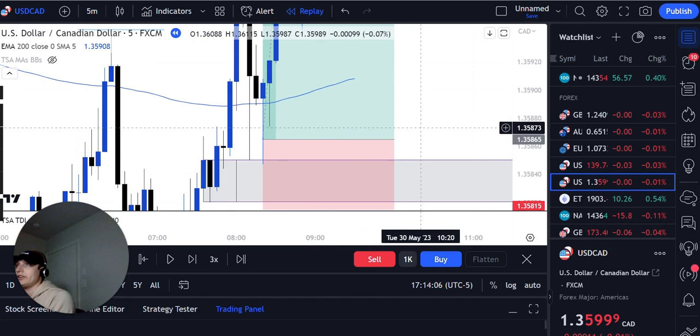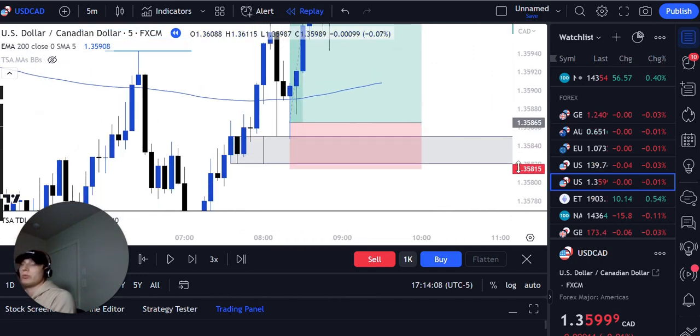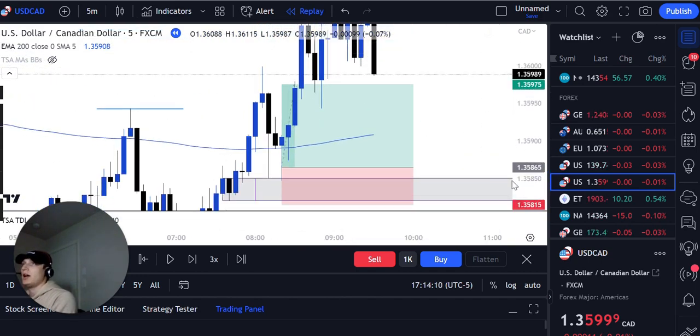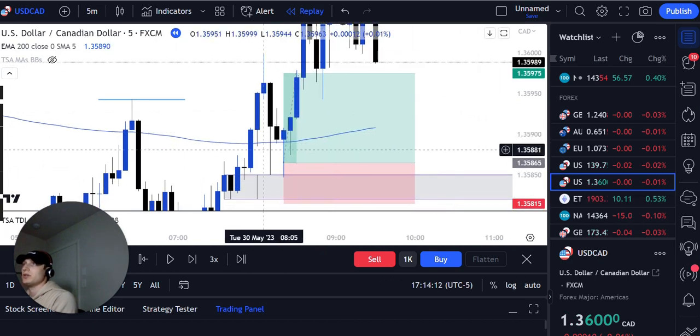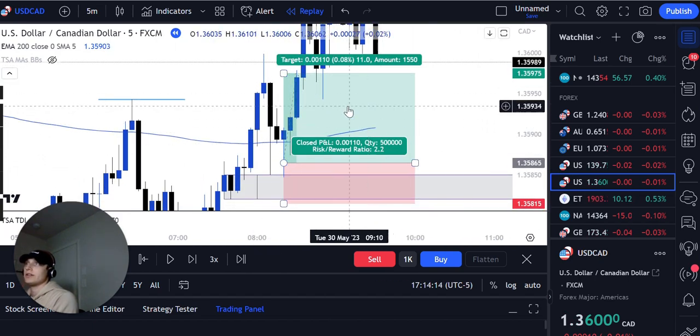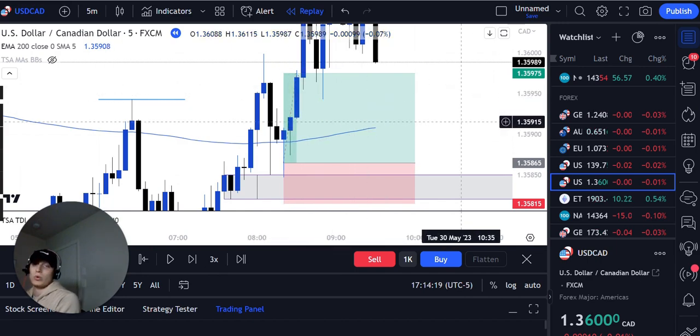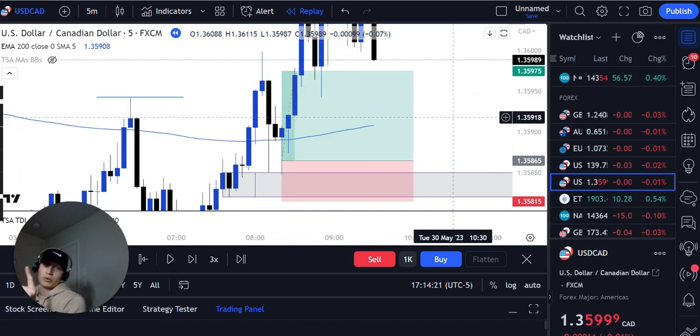So I hop in right here, 5 pips stop loss. I'm willing to risk 5 pips. And I end up taking this one to TP, this was 11 pips. So this was like a 1-to-2 risk to reward ratio, 1R risk, 2R reward.